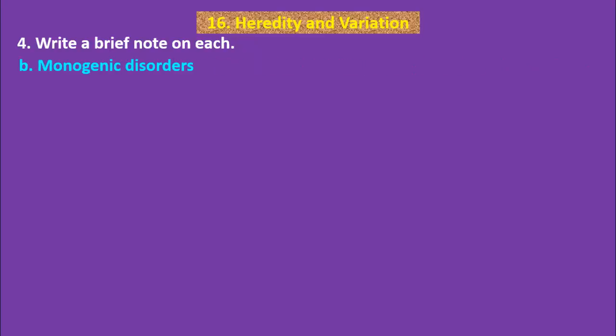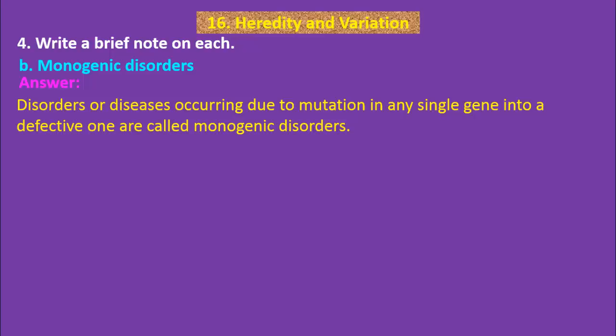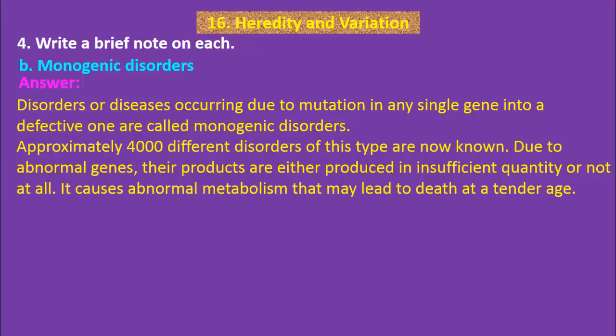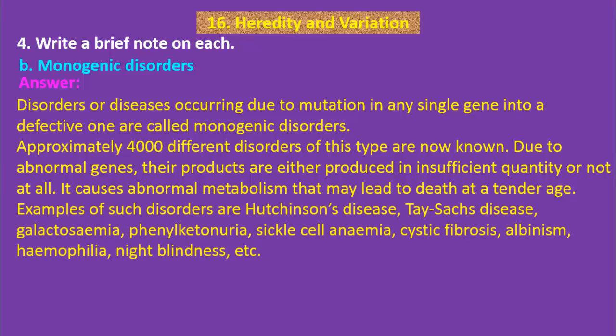B. Monogenic disorders. Answer. Diseases occurring due to mutation in any single gene into a defective one are called monogenic disorders. Approximately 4,000 different disorders of this type are known. Due to abnormal genes, their products are either produced in insufficient quantity or not at all. It causes abnormal metabolism that may lead to death at a tender age. Examples of such disorders are Hutchinson's disease, Tay-Sachs disease, galactosemia, phenylketonuria, sickle cell anemia, cystic fibrosis, albinism, hemophilia, night blindness, etc.